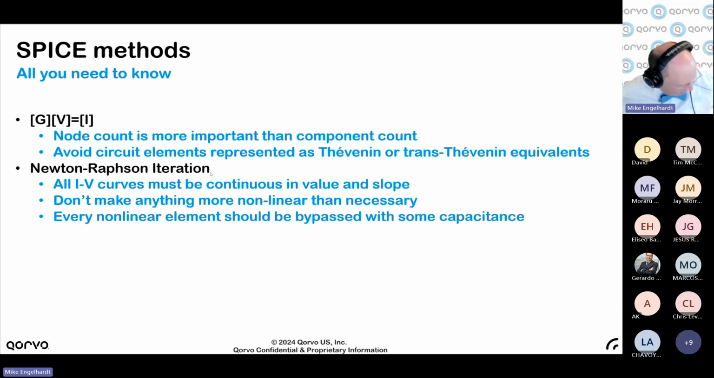Point is, SPICE is not solving the general nonlinear system, not remotely. It is solving a very limited style of nonlinear system, specifically a nonlinear system where all of the IV curves are continuous in value and slope. And that is not a general nonlinear system. That's what makes it so that you can solve it in a fairly general way. Here's the way Newton iteration works.